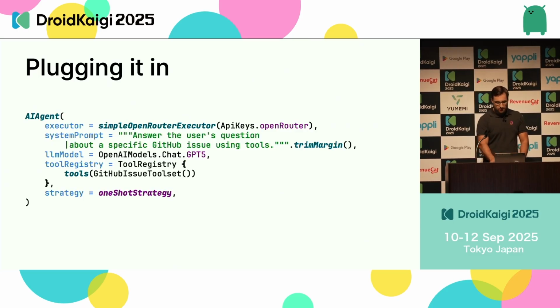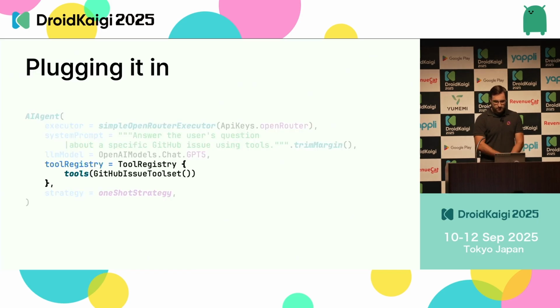So once again, plugging this into our AI agent is very easy. There's just a parameter called tool registry, which takes a builder. So here we're adding the tools from the GitHub issue toolset, and now we have an agent that can call the tools that we specify. As a bonus note, you can also make tools available conditionally or only at a certain part of your strategy or even in subgraphs. There are a lot of customizations that I encourage you to explore, but given the time constraints, we'll keep it simple.